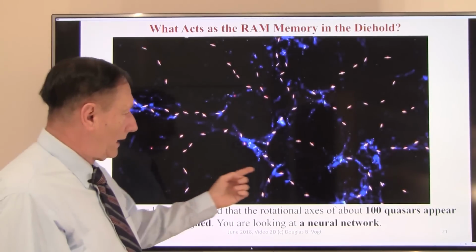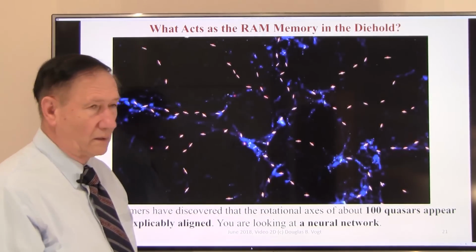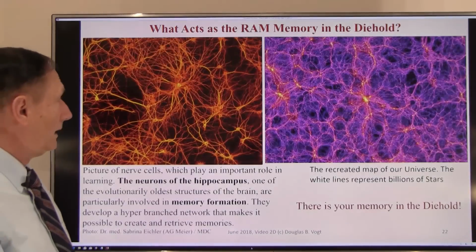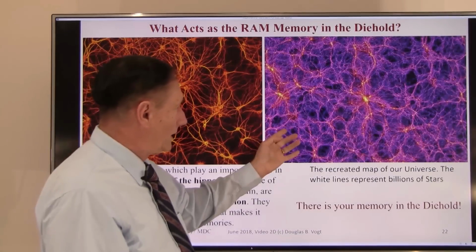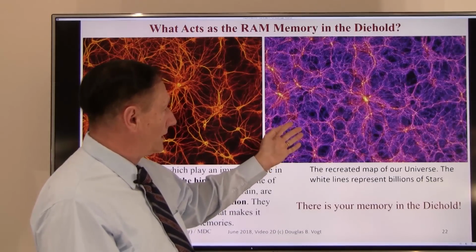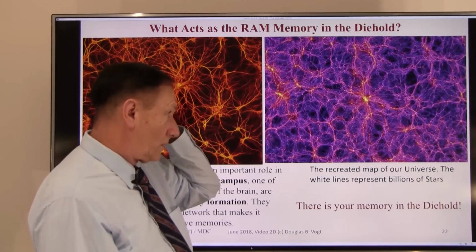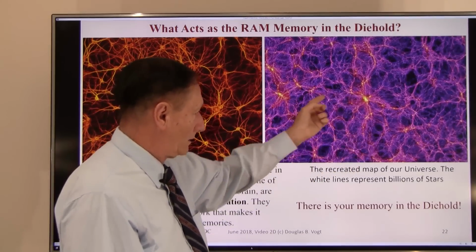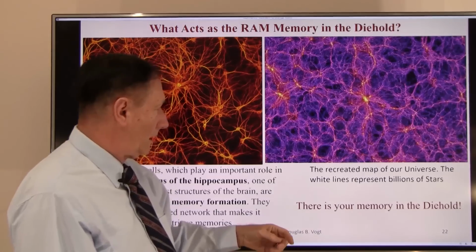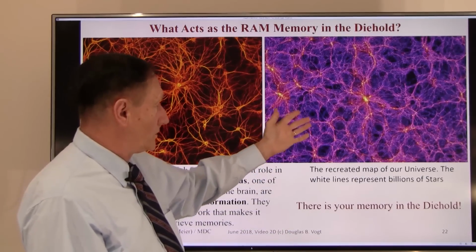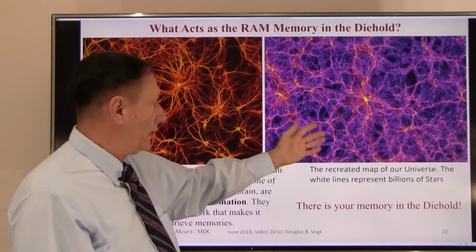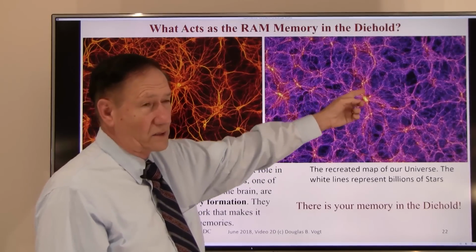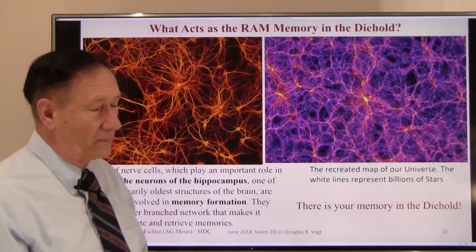Isn't this interesting? This is like looking at a neural network. Again, astronomers put this together. They mapped all the stars and galaxies they had, and they came up with this kind of pattern. This represents billions upon billions of stars. Each one of these is a whole galaxy, so it's going to be a very big number.